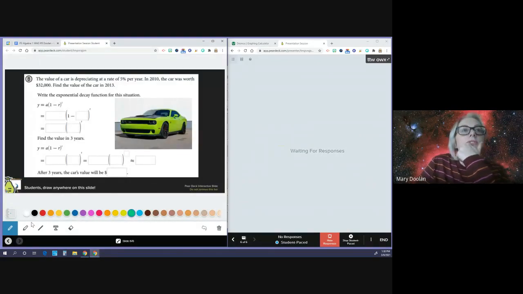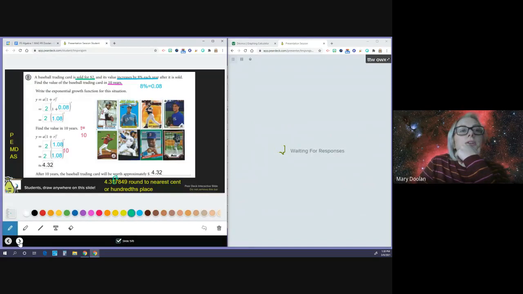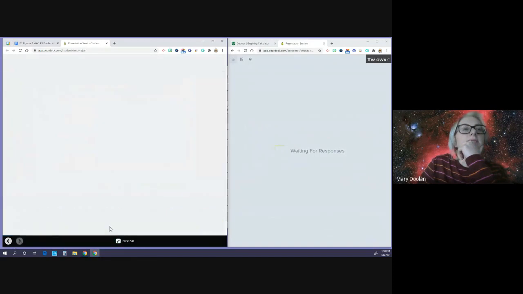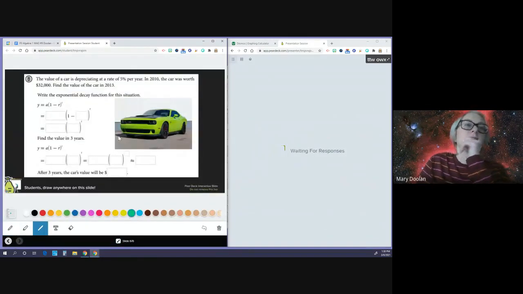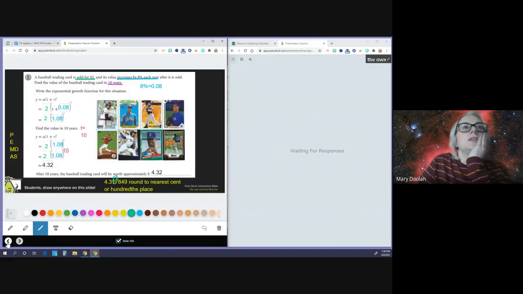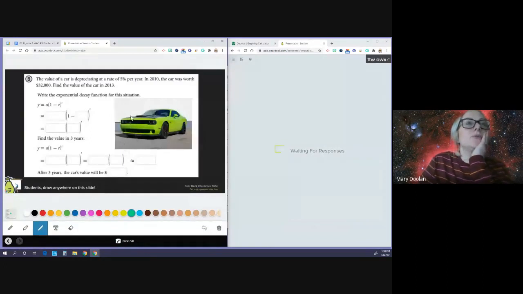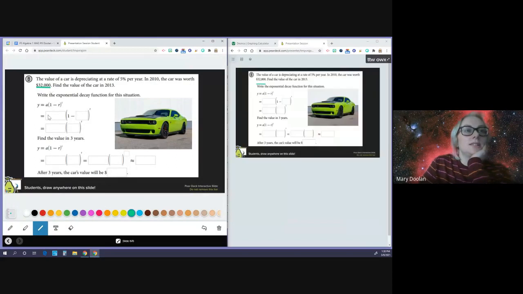All right, so just like on the last question, we're going to go through and underline some important things here. Our initial amount, and try to stay consistent, is green. Why did I just say initial rate? That's not the initial rate, it's the initial amount. The initial amount is $32,000. So I'm going to underline that. That's going to go right here. That is this first box of A, 32,000.